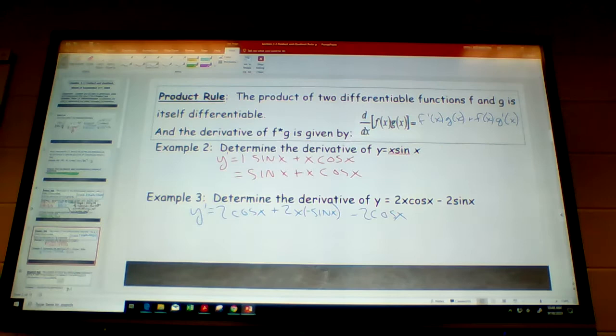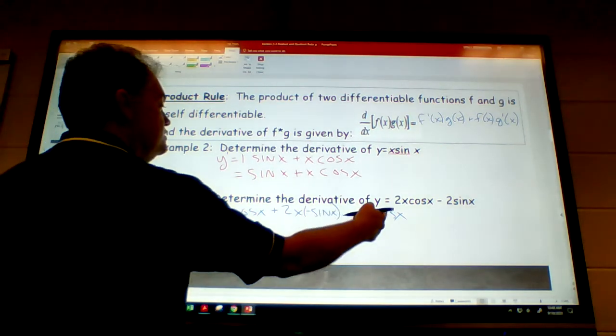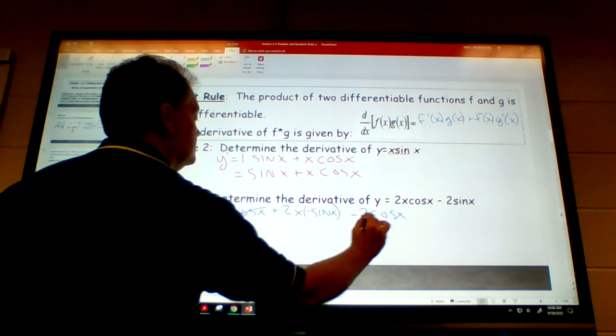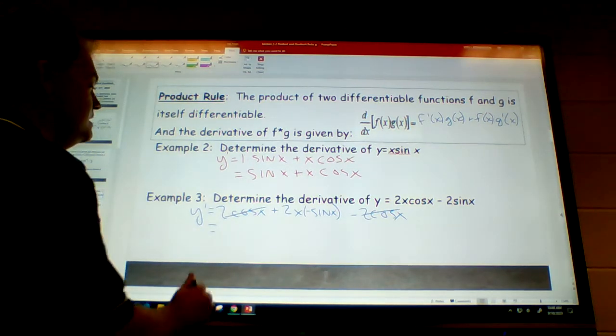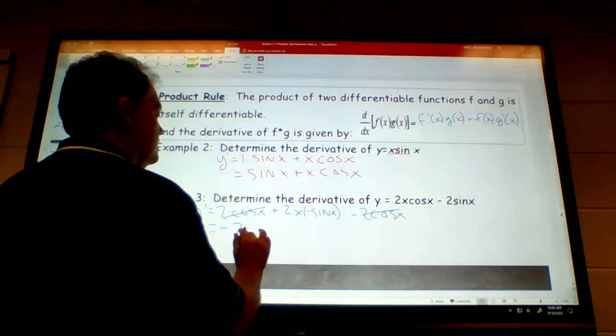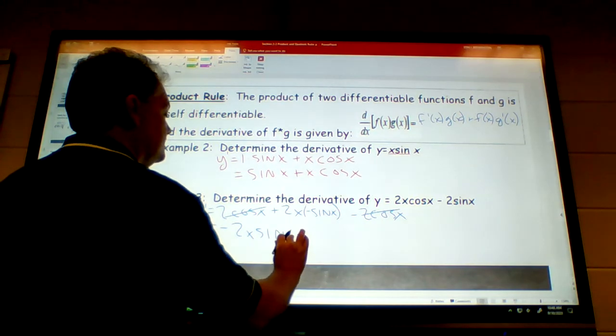So, now here's what's going to happen. These two right here are going to cross out. So I'm going to be left with negative 2x sine of x.